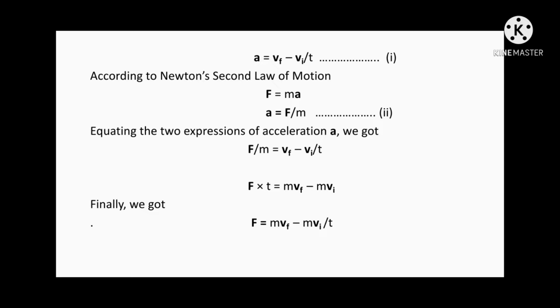Actually, in this step, m is multiplied with Vf - Vi and F is multiplied with t. So, in this step, we get F × t = mVf - mVi. Here, mVf shows the final momentum and mVi shows the initial momentum. Finally, we get F = (mVf - mVi)/t.